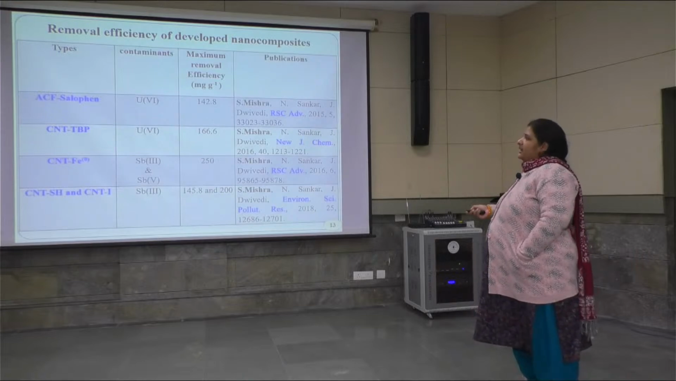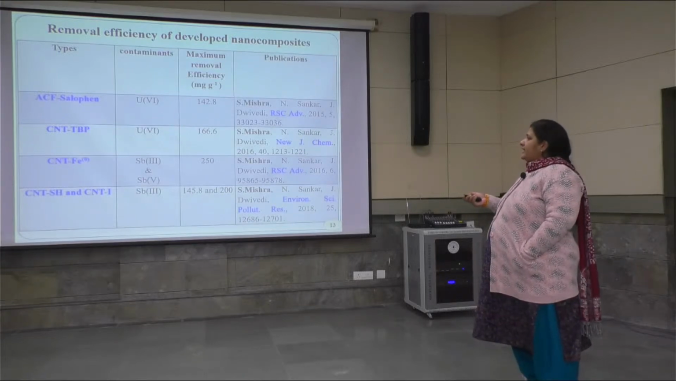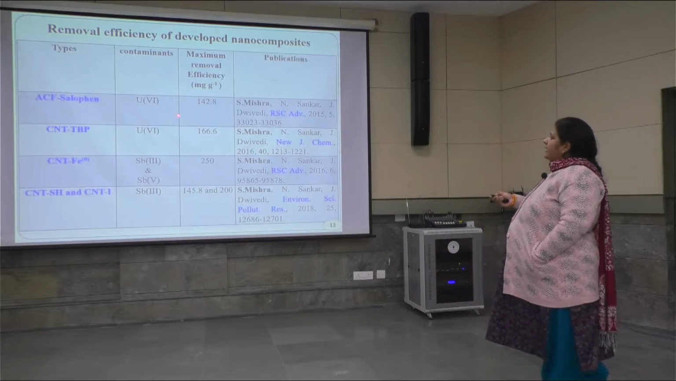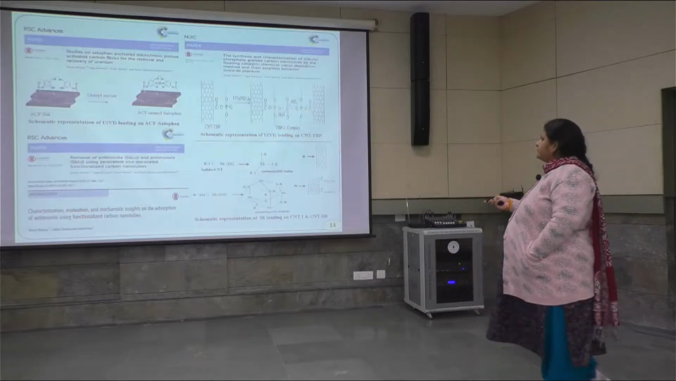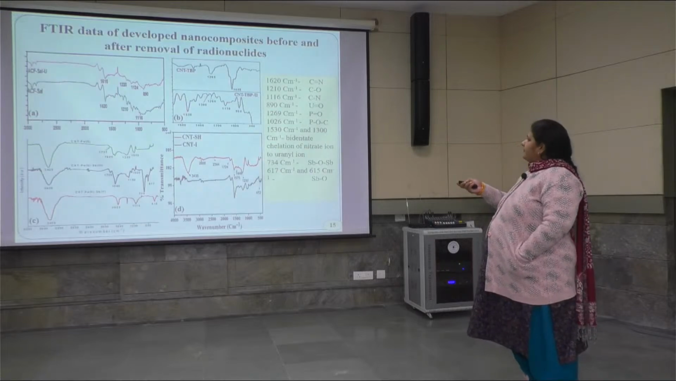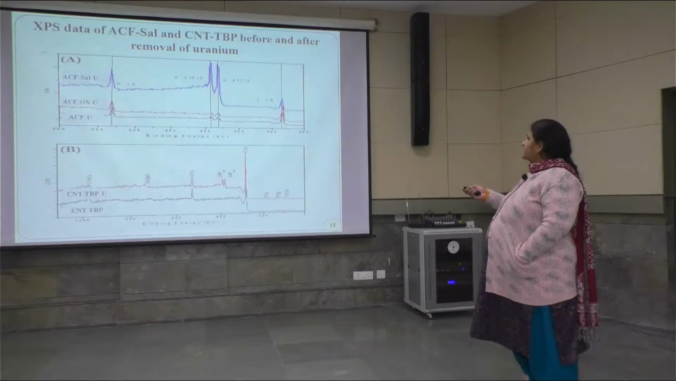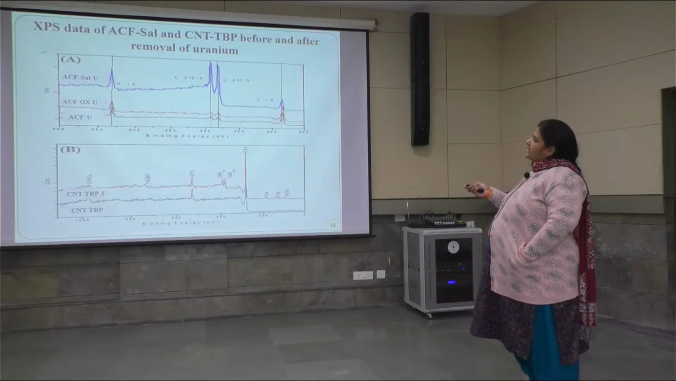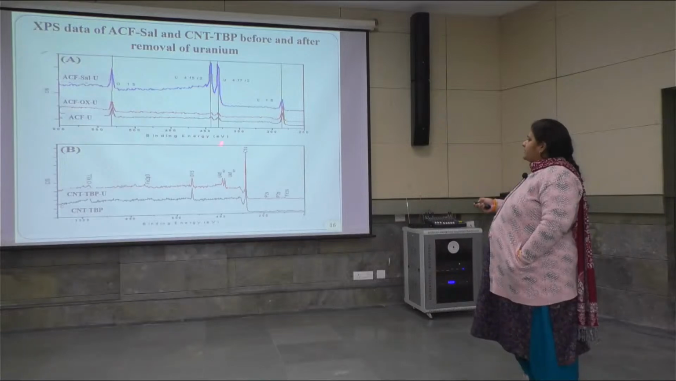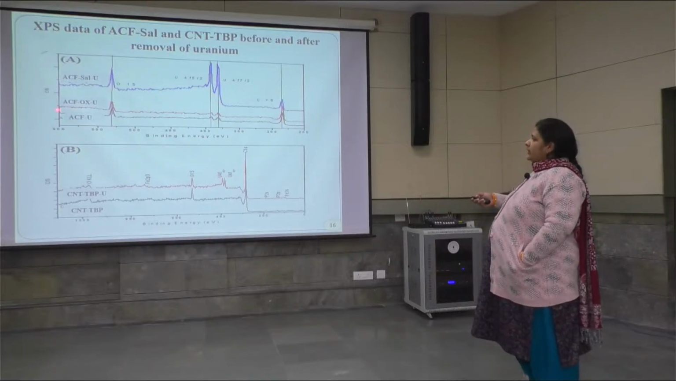After the functionalization, these developed materials were applied for the removal of uranium and antimony and the removal efficiency was found to be very good. This represents the FTIR data of the developed nanocomposites before and after removal of radionuclides. This is the experimental data of ACF cellophane and CNT-TBP before and after removal of uranium. Here we can see the uranium peak is observed.